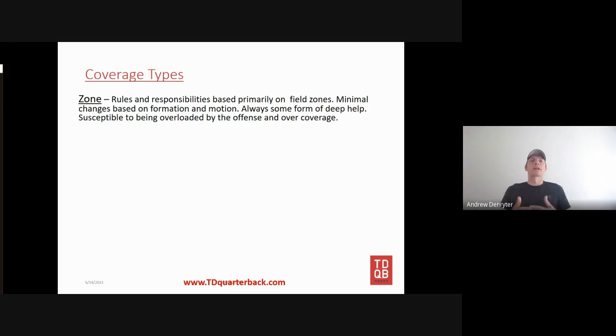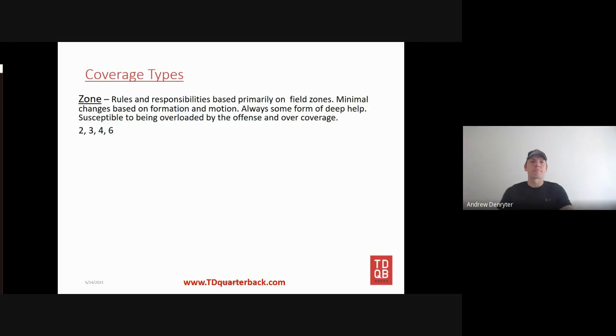So what I mean by that is they can over-cover an area where we're not running any routes. That's one of the downfalls of playing bad zone defense. Okay, your different types of zone that we'll talk about are 2, 3, 4, and 6. This mostly means how many players are deep. So if we're talking cover 2, there's going to be 2 deep players, and we'll talk about that shell today.